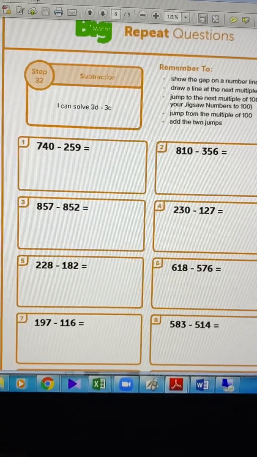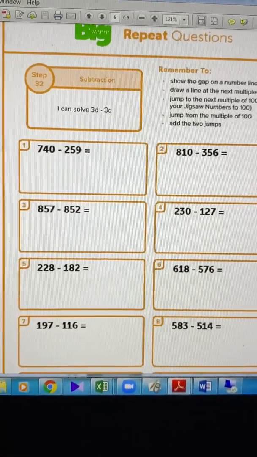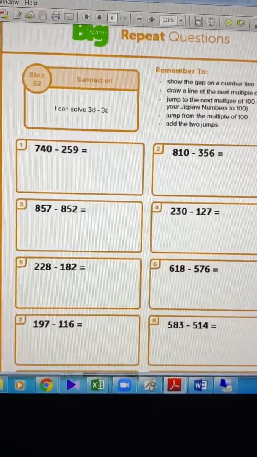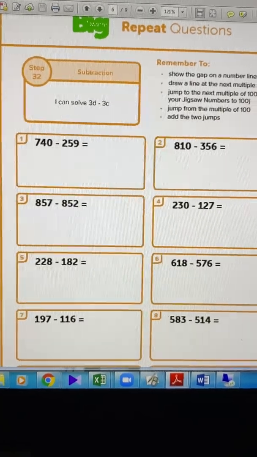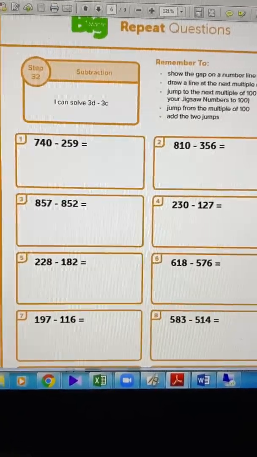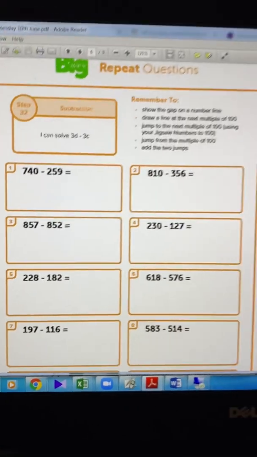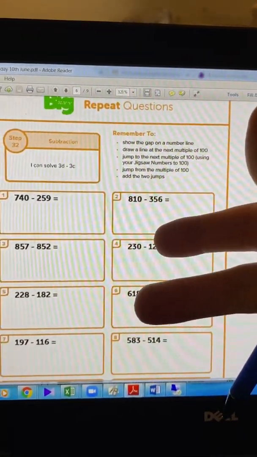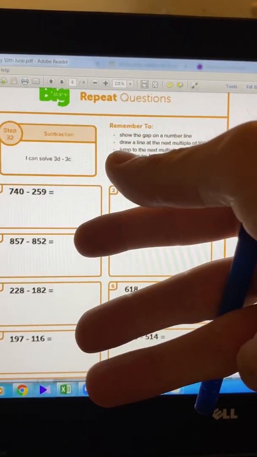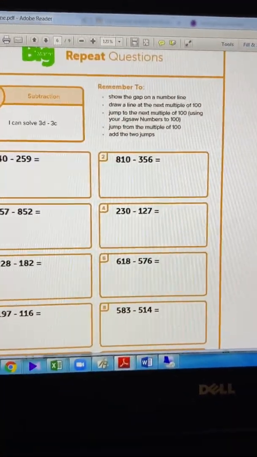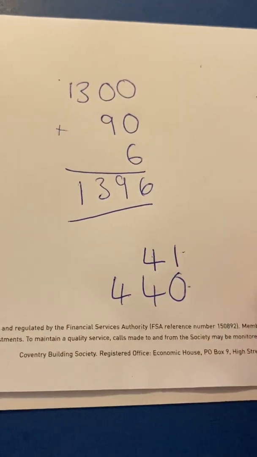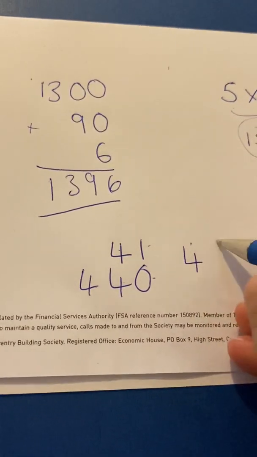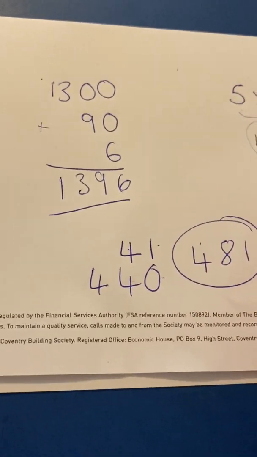But what we're going to do is take the shortcut. So we say 259, jigsaw number is 41, so I might even jot that down. So 41 takes me to 300. Then I say, how many from 300 to 740? Well, that's 300, 400, 500, 600, 700. So that's 400 and the 40. I jot that down or keep it in my head. So the two numbers in my head are 41 and 440. So my answer is going to be 481. Okay, so that's that bit.